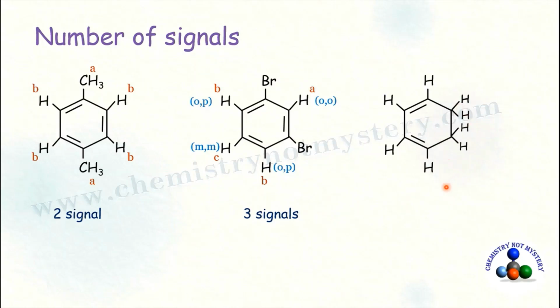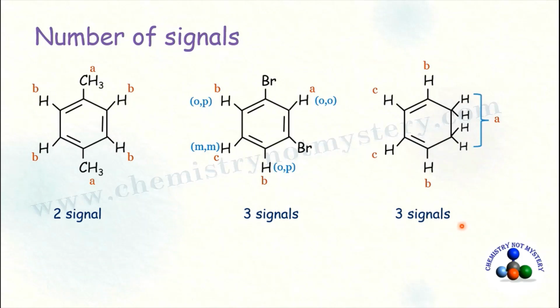Now let's examine another molecule. Here there are 3 sets of chemically equivalent protons. These 4 protons are chemically equivalent. And these 2 protons are again chemically equivalent to each other. And these 2 protons are again chemically equivalent. So this molecule will give 3 signals.